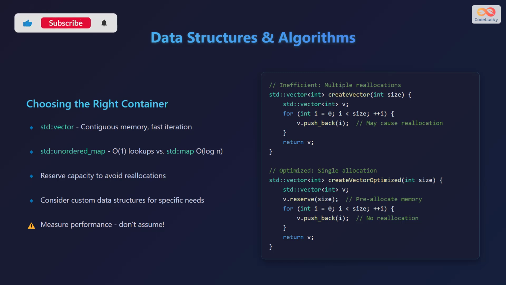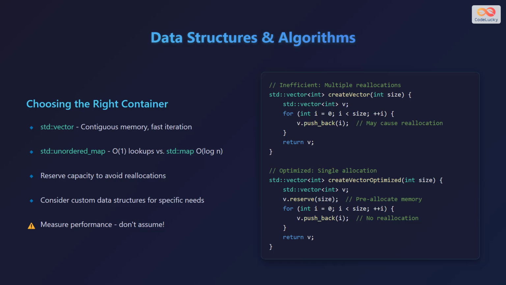std::unordered_map provides on average O(1) lookups, while std::map provides O(log n) lookups. So prefer std::unordered_map when you need fast lookups and don't need the elements to be sorted.